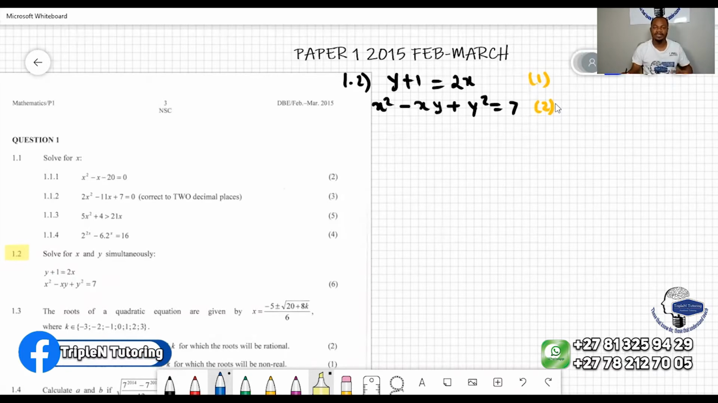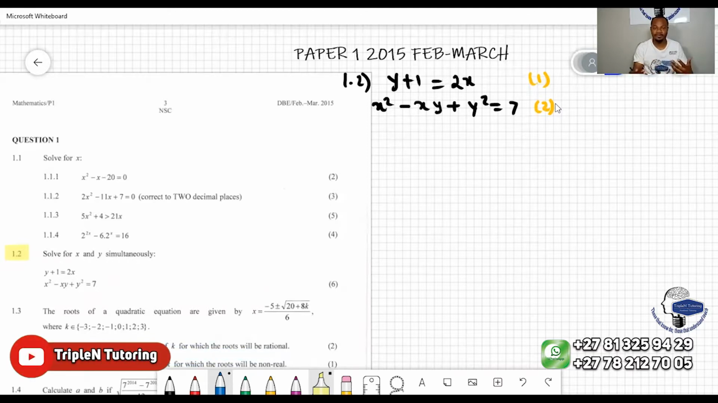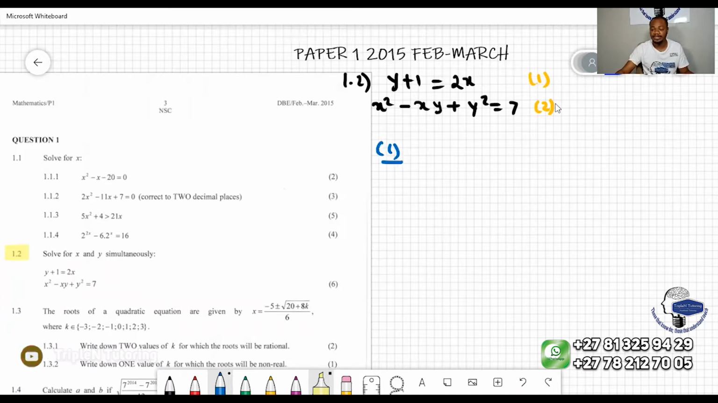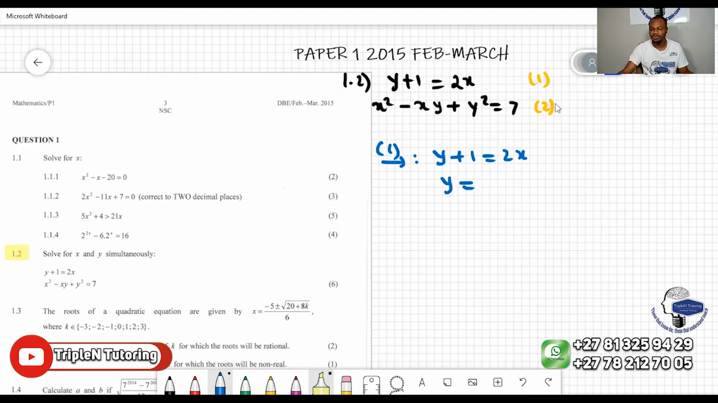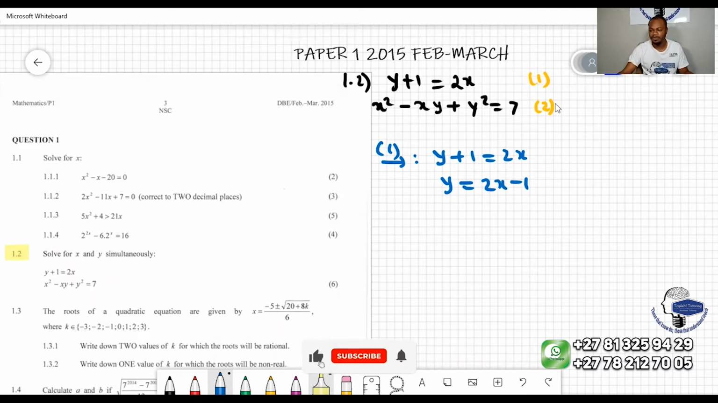The idea is to make one variable the subject of the other variable. I prefer to choose equation 1 because it's easier to solve with. If I do y plus 1 equal to 2x, we can make y the subject of the formula if we move the positive 1 over to the other side of the equal sign. So the equation will be y equal to 2x minus 1. So this is equation 1 now.